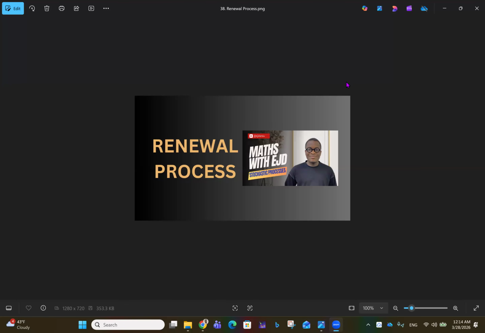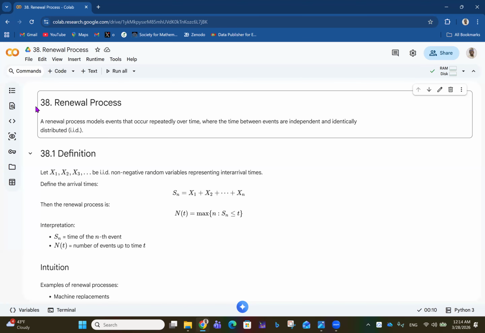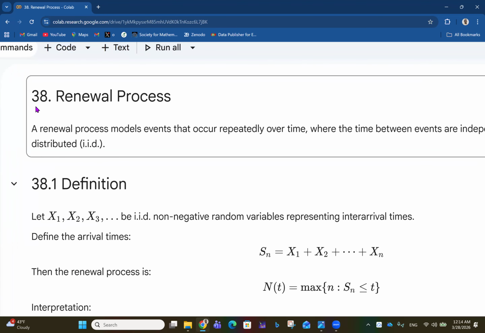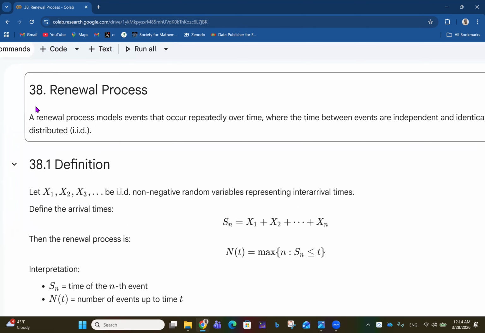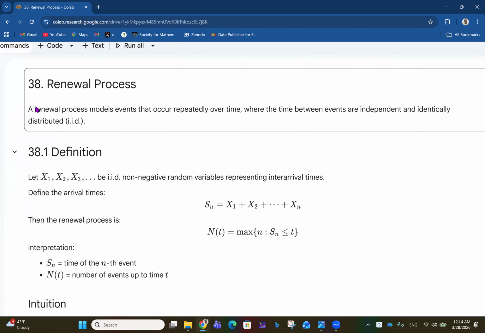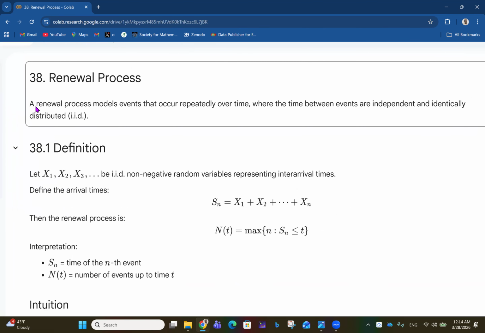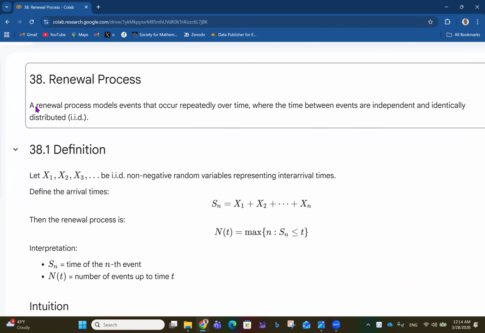Our attention moves to renewal processes as we continue with the stochastic processes playlist. So the first video on that will be an introduction to the concepts of renewal processes. So what is a renewal process? That's the first question we need to answer as we move on here.